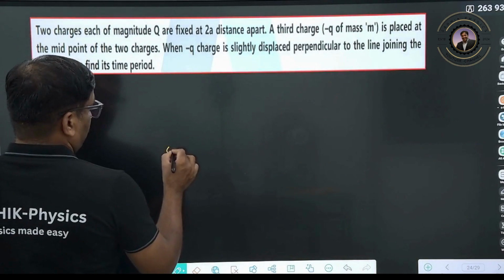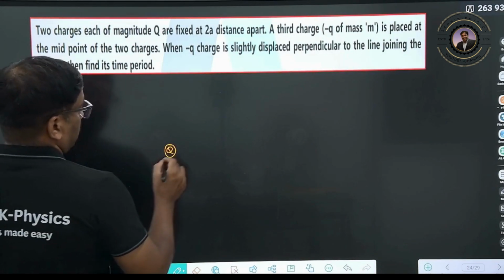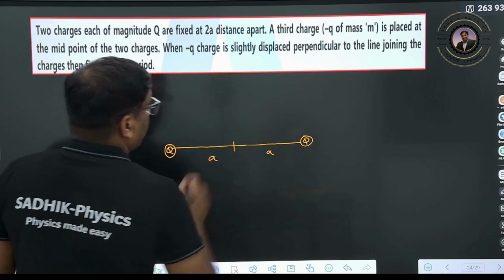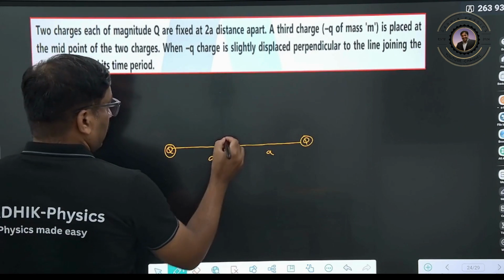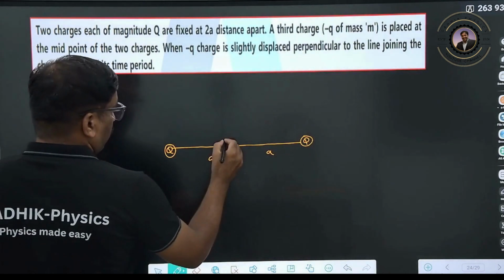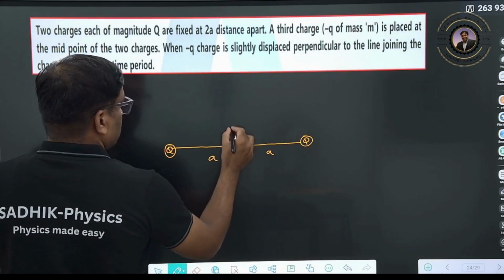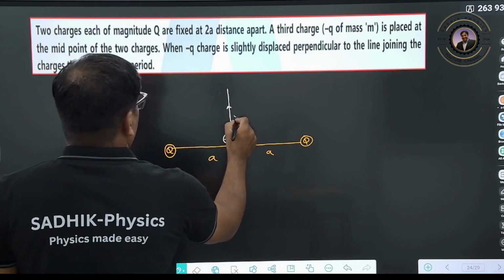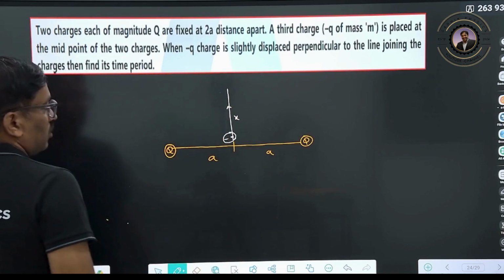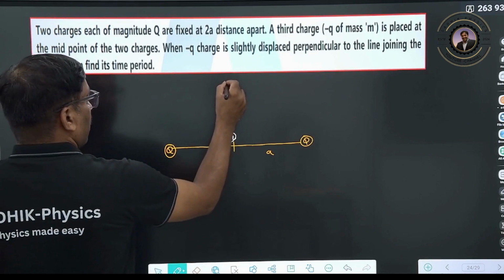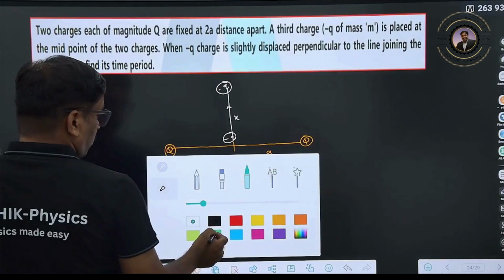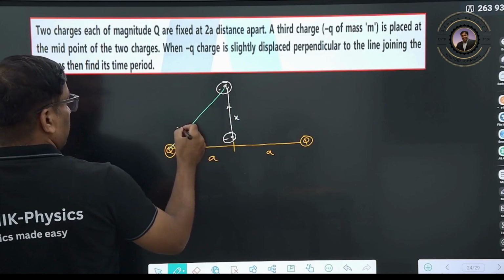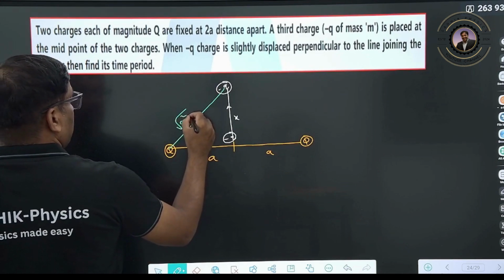There is one capital Q here, and this will be at a distance a, this is a and a. Here we are going to keep a minus Q. Therefore this will get displaced here. Clear? So small displacement, suppose it is x. When it comes here, this distance is nothing but root of a square plus x square.